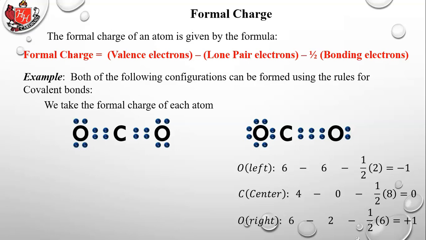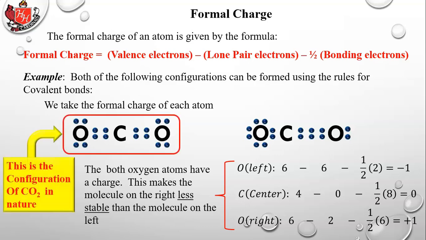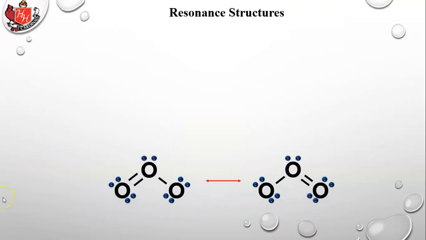So just because the formal charges add up to 0 doesn't make it stable. The fact is that 2 of the 3 formal charges are not zeros, and therefore that molecule is not going to be as stable as the one on the left where all 3 formal charges were 0. So both oxygen atoms have a charge. This makes the molecule on the right less stable than the molecule on the left. So this is the configuration of CO2 in nature. Nature will not form the configuration that you see on the right-hand molecule.